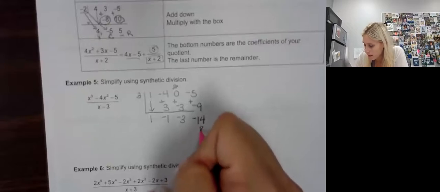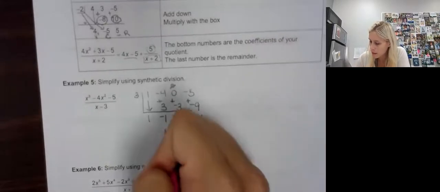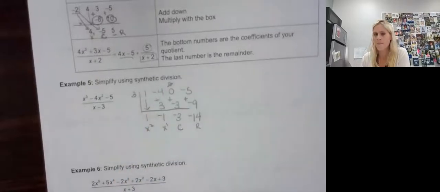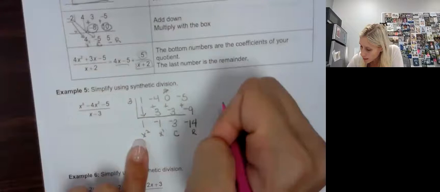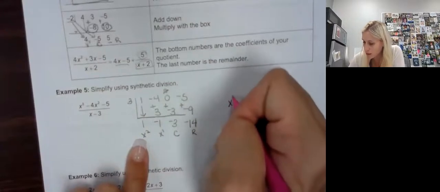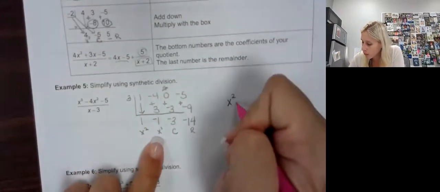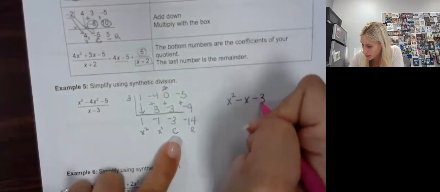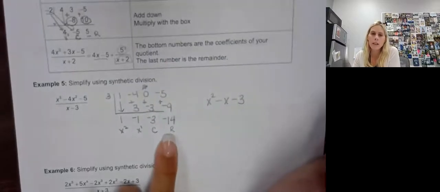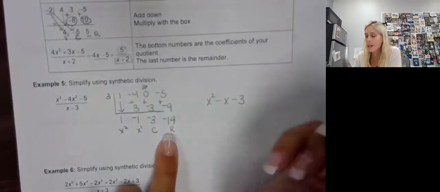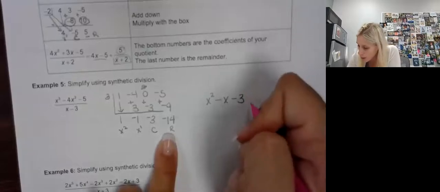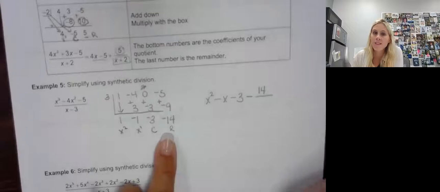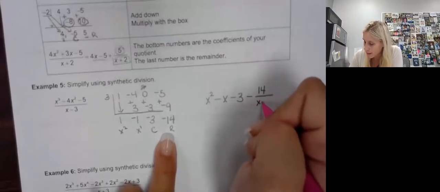So this is our remainder, constant, our x to the first, and our x squared. So when I write my answer, I have 1x squared, which of course I don't need to write that 1, right? I have -1x, so I'm just going to say -x, minus 3, which is our constant. Now, it's a -14 remainder. So I either can say plus -14, or I can say just negative and then 14 over what we divided by, which was x minus 3.